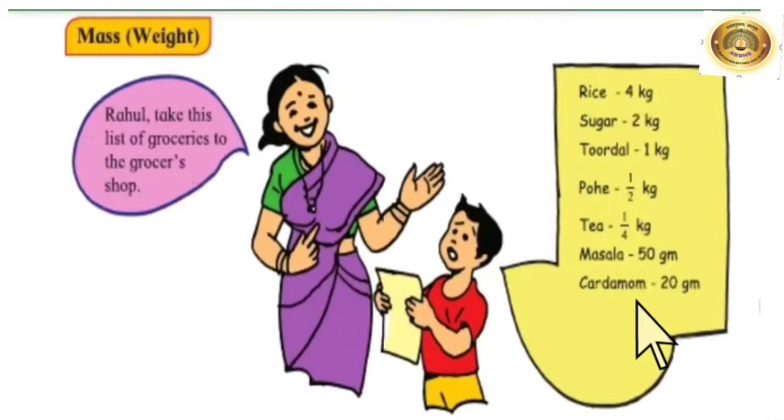Now here Rahul and his mother are discussing the grocery list. Rice 4 kg, sugar 2 kg, tur dal 1 kg, poha half kg, tea quarter kg, masala 50 grams and cardamom 20 grams. So what are these? What is kg and gram? What difference does it make, kg and gram? That we will find out in detail in this lecture.